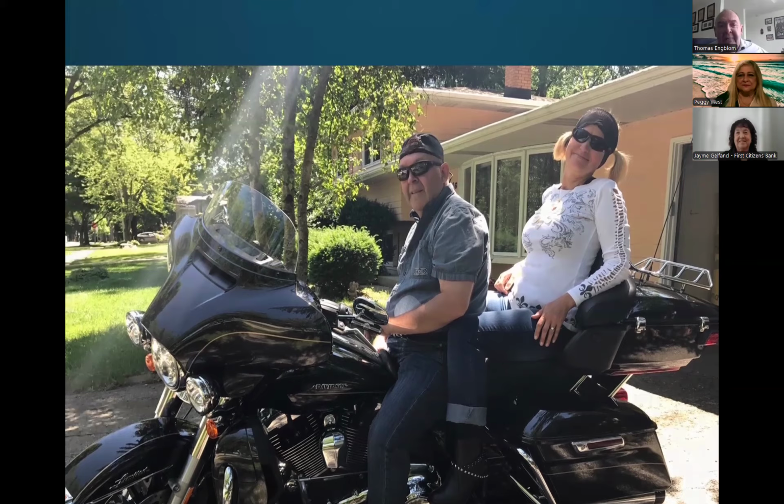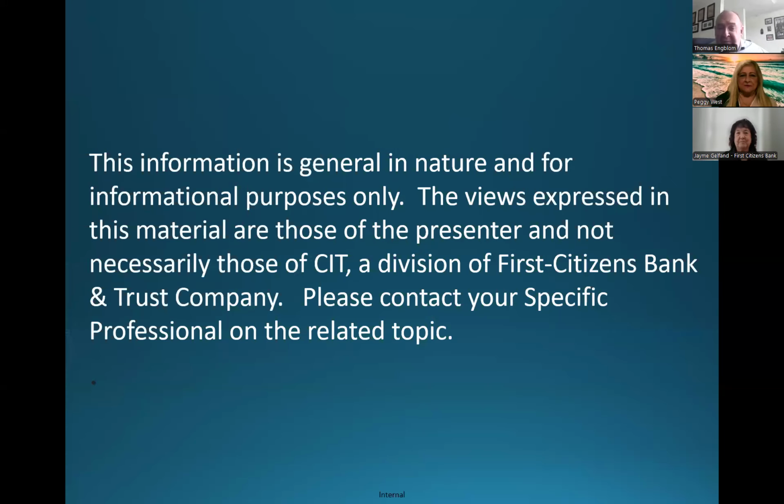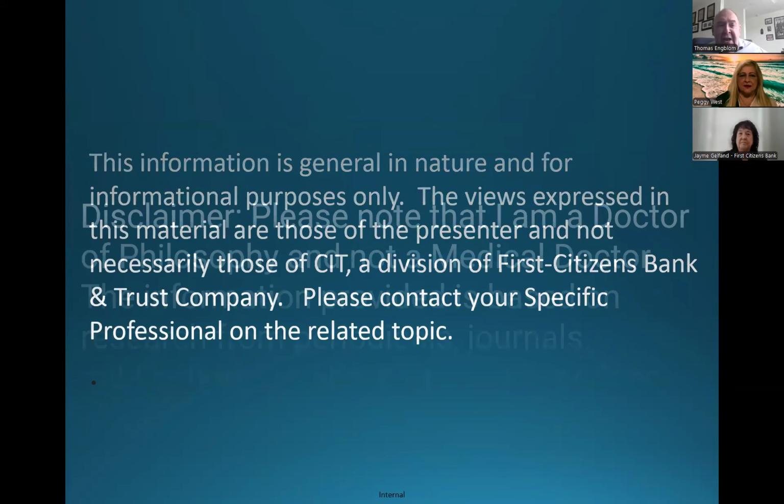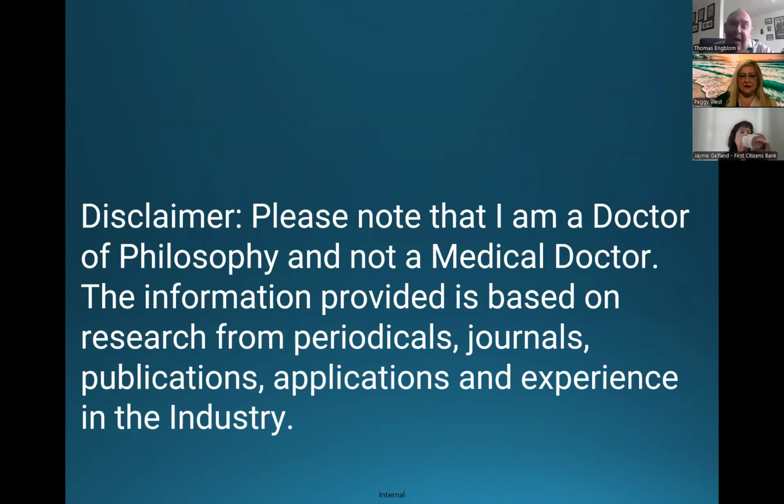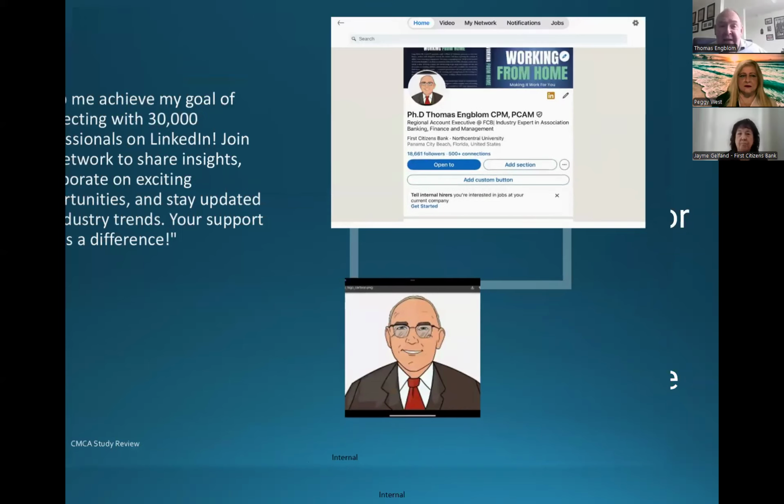So we get into this, and there's information here. Again, we're part of the CIT, a division of Citizens, and essentially what these two slides are saying is that this is based on my opinion, not the bank's. This is done by a lot of research and information and a lot of historical data that you get into.